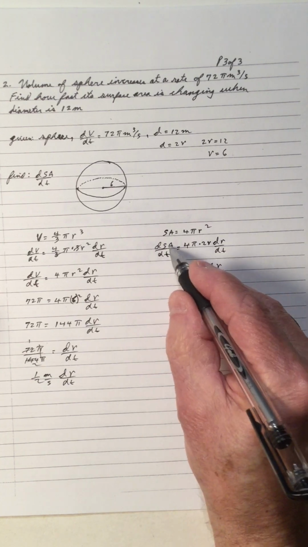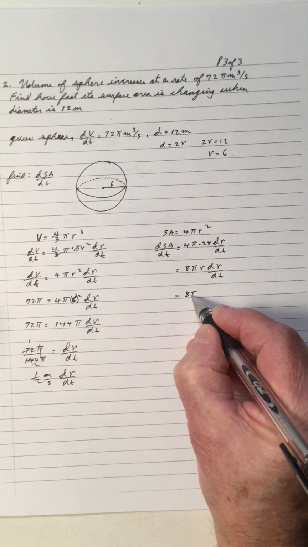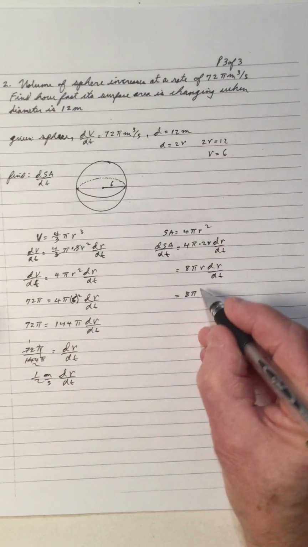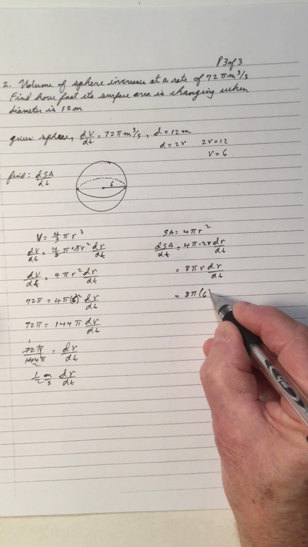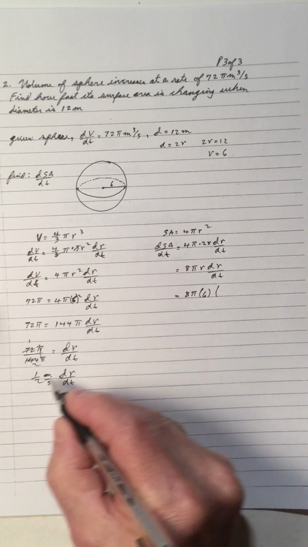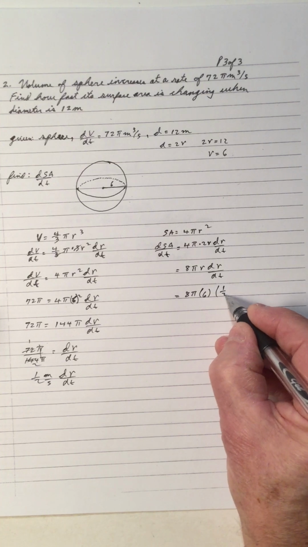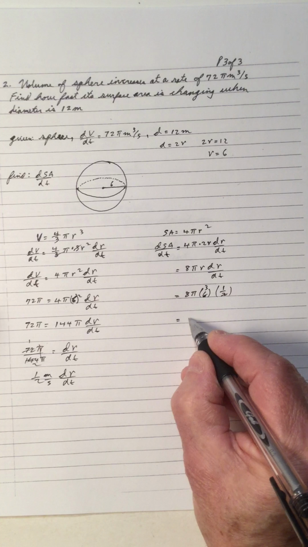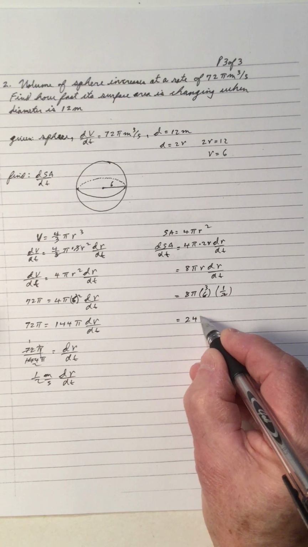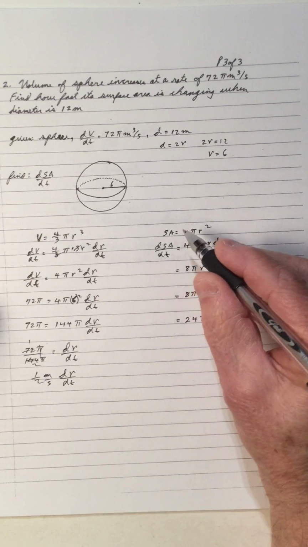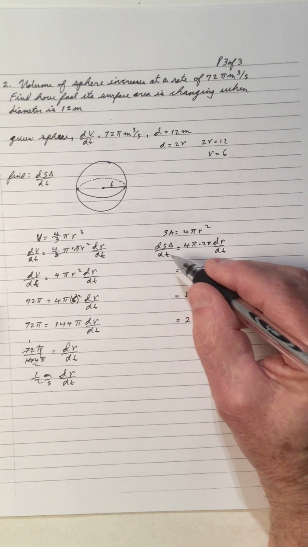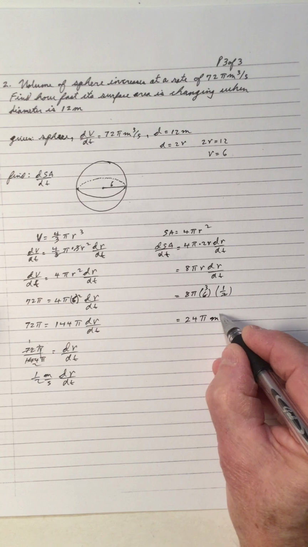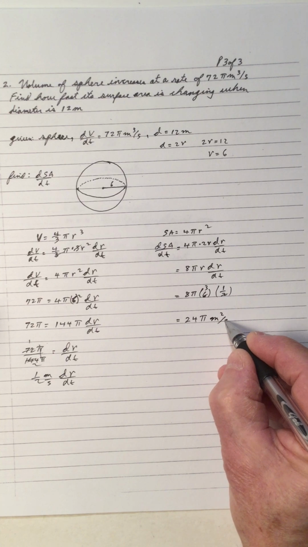And so we had 8 pi, and the radius worked out to be 6, and dr/dt worked out to be 1/2. So we work that out. 1/2 of 6 is 3. 3 times 8 is 24 pi. And again, it's the surface area over time, so it's meters squared per second.